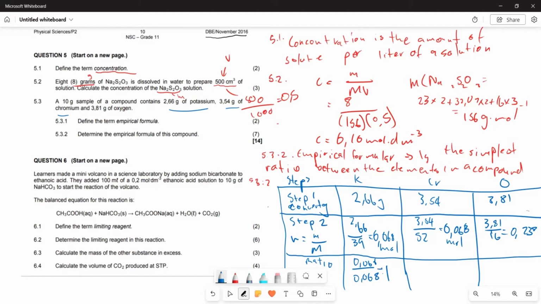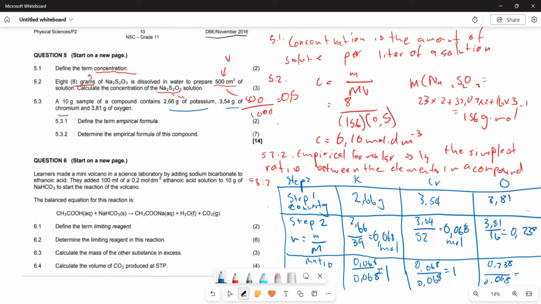And now your answer is going to be 1. And now again, when you come back here at 0.068, you divide by 0.068. The answer that you are going to get here is also going to be close to 1. And now if we are looking at the other one, what is it that you are given? You are given 2, this is 0.238 divided by 0.068.